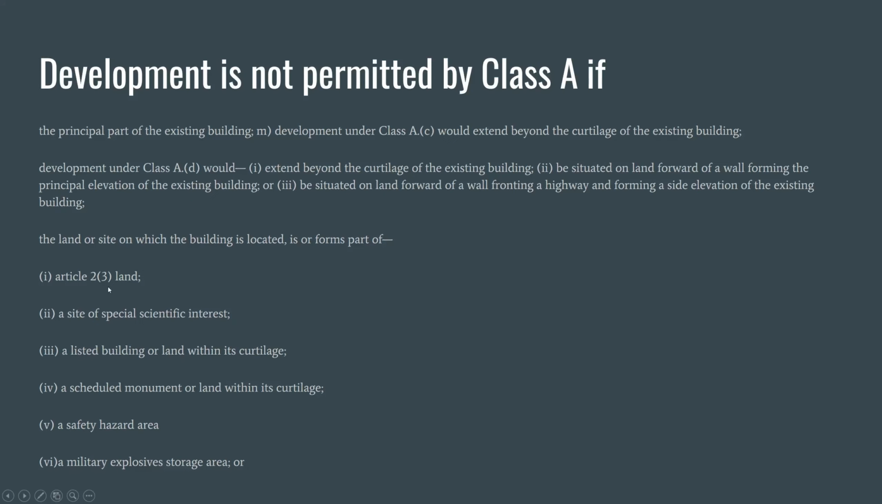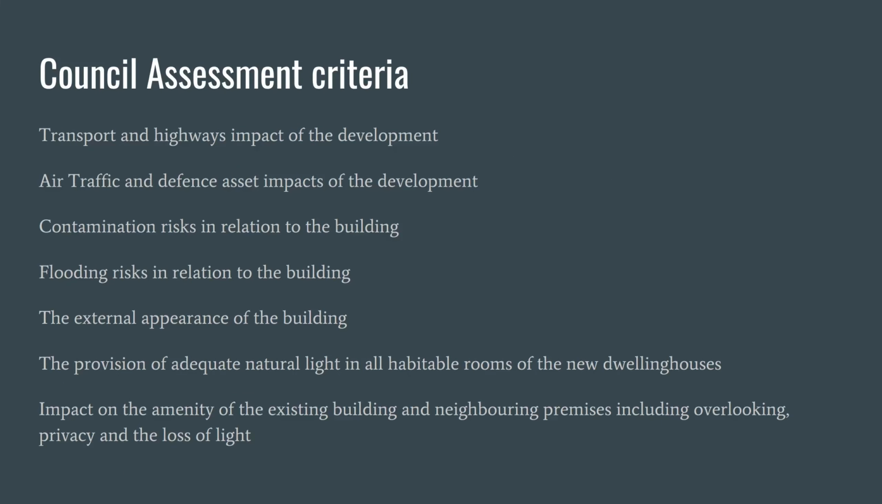Now again, this is self-explanatory. It wouldn't fall under Class A if it was a site of special scientific interest within Article 2.3, a listed building, scheduled monument, or land within its curtilage, safety hazard, and so forth. These are self-explanatory, so we'll move on to the council assessment on this.